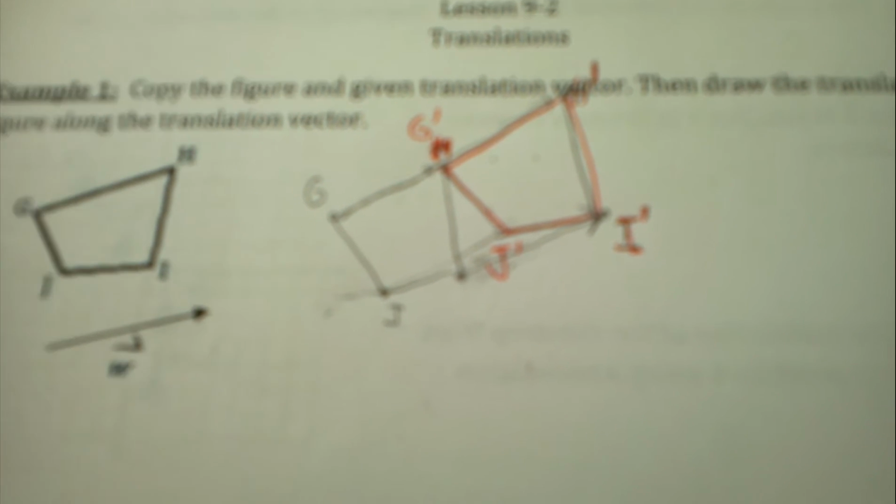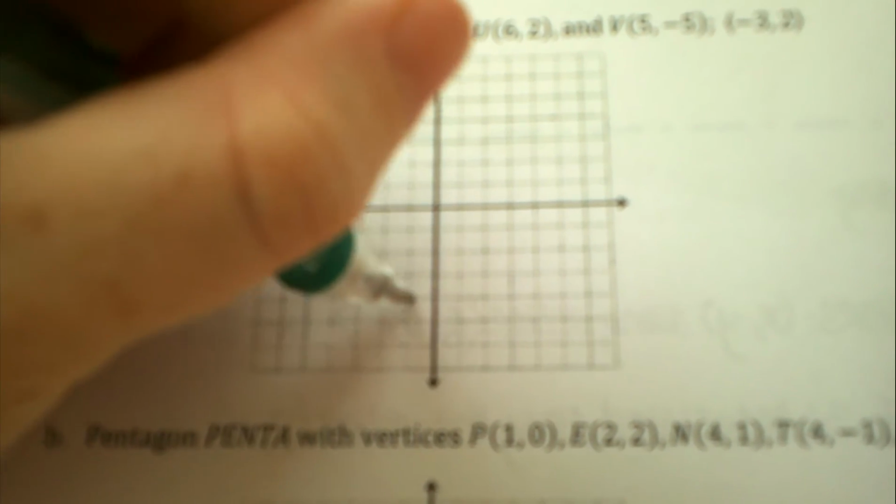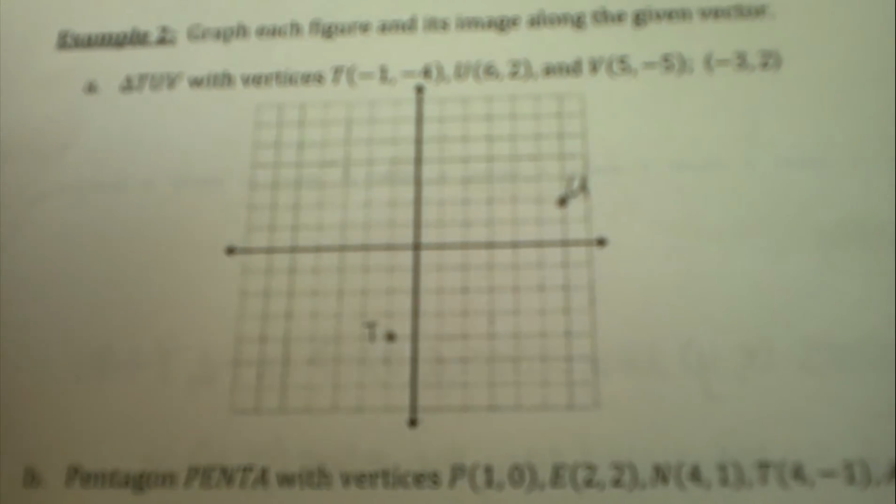Okay? Vector is basically what you've been doing since you learned how to translate a shape. It's just now it has a name. Example 2, first thing, let's plot our points. T is at -1, -4. U is at 6, 2. And V is at 5, -5.